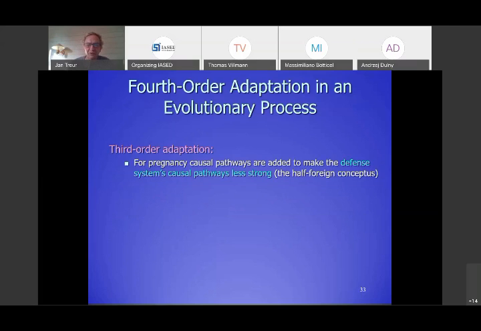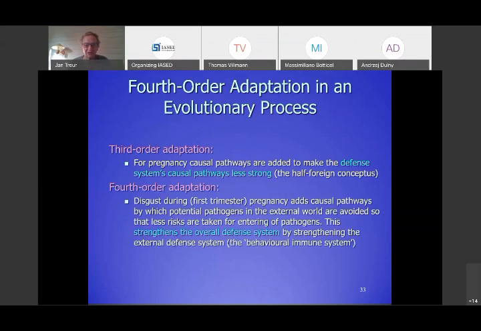So therefore, it has a third order adaptation. During the first 3 months of pregnancy, the defense system, your immune system, becomes less strong. It becomes suppressed in a certain way. But then you have the risk to become ill. So then you are also vulnerable to other things that come from outside.